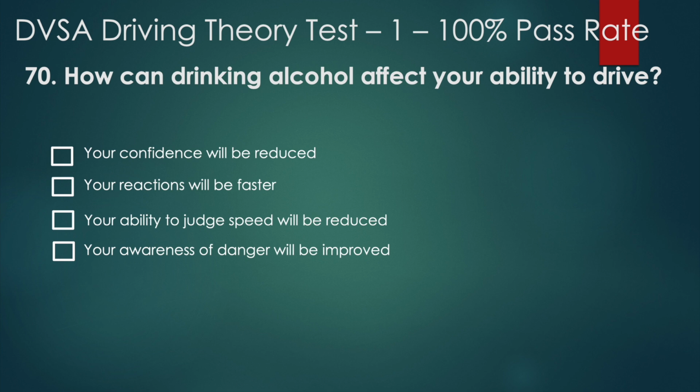70. How can drinking alcohol affect your ability to drive? A. Your confidence will be reduced. B. Your reactions will be faster. C. Your ability to judge speed will be reduced. D. Your awareness of danger will be improved. And the answer is C. Your ability to judge speed will be reduced.